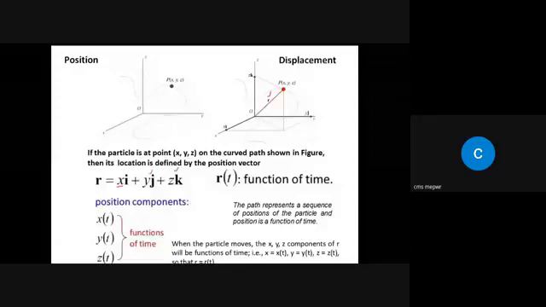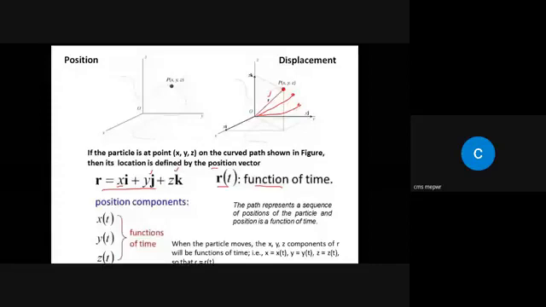So if the particle is at point x, y, z on the curved path as shown in the figure, then its location is defined by the position vector, and this is basically the position vector. And remember, this position vector is a function of time. Means this changes with time. For example, after a certain time, the particle will be over here, so the position vector will be changed. And then again, after a certain time, it may be over here, so we will have another position vector. So the position vector also changes with time, right?